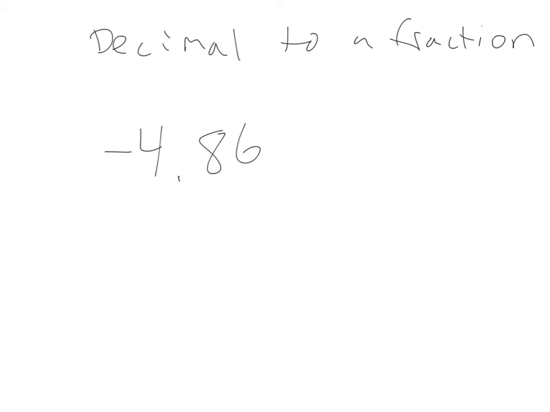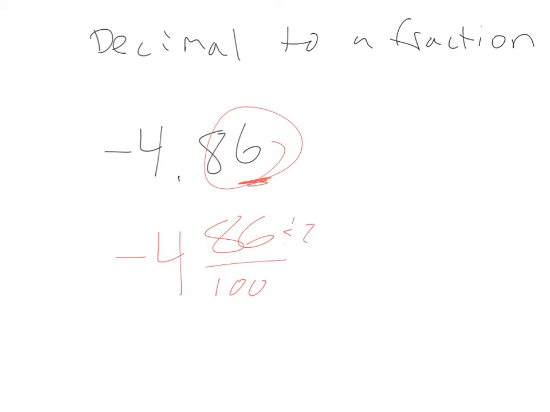Guys, first off, we're going to be taking decimals to fractions. To do a decimal to a fraction, all you have to do is know your place values. That's the key. This 6 is in the hundredth spot. So this is going to be -4 as a whole number, and then that's going to be 86. And since it's in the hundredths, it's over 100. Then we have to see if it reduces. 86 and 100, does 2 go into both of those? You betcha it does. So you're going to end up dividing both by 2.